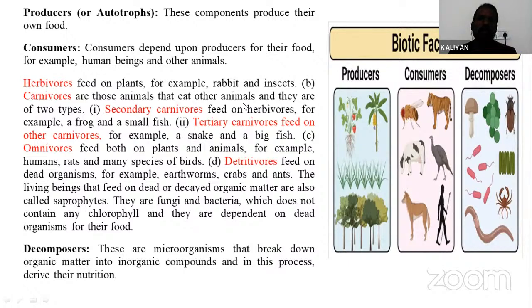People, environment, and development. So these are the different consumers: herbivore and carnivore. Carnivore is of two types: secondary and tertiary. And detritivores feed on dead organisms, for example earthworms, crabs, and ants. So these are the three components of the biotic sphere.